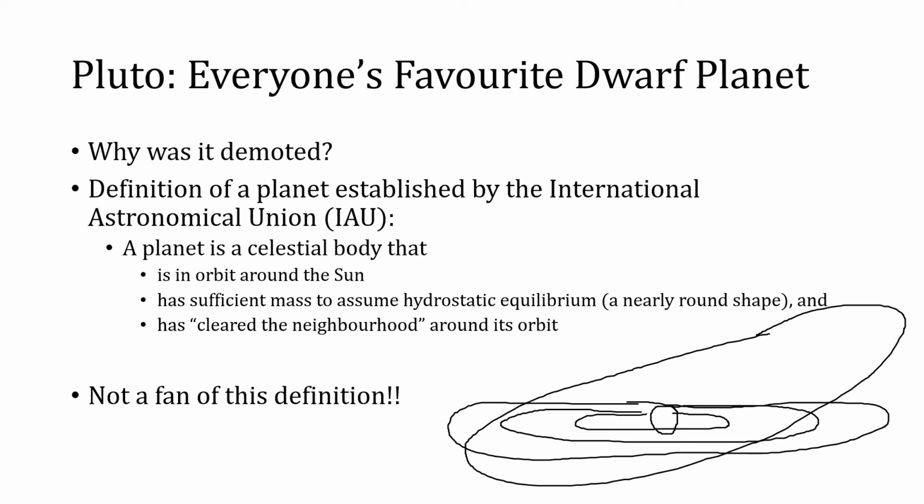Because if something is too small and not massive enough, it'll end up being just kind of whatever shape. It doesn't have to end up being round like a planet or a star. If you get small enough, they end up kind of being whatever shape they want. And the third point is that it's cleared the neighborhood around its orbit. So that basically means that the planet orbits the star and nothing else orbits the star from a really similar orbit.